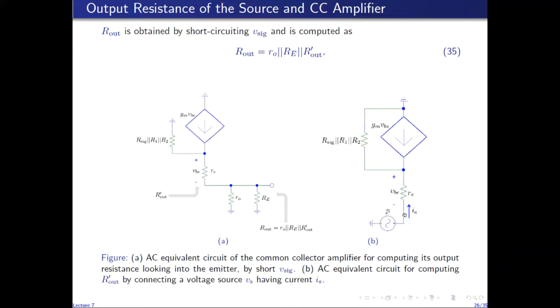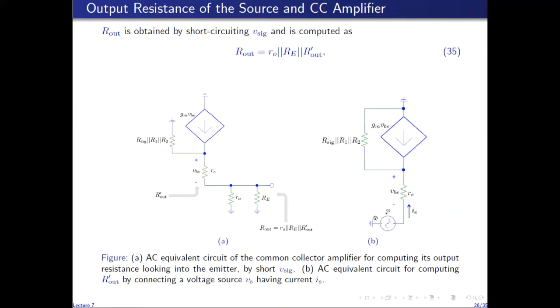So the ratio of Vs to Is actually gives us the resistance seen looking into this port between the emitter terminal. So this is the emitter terminal and the ground terminal. So we can find this ratio Vs over Is by representing Vs in terms of Is.